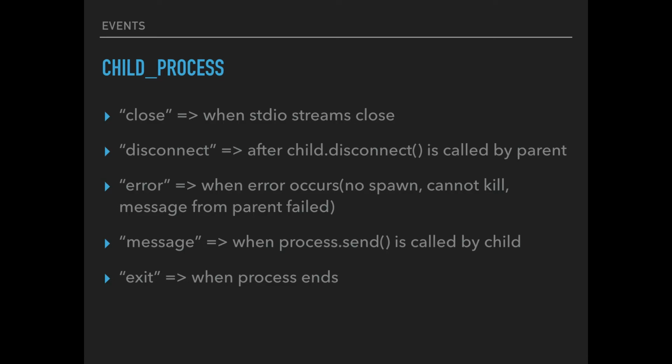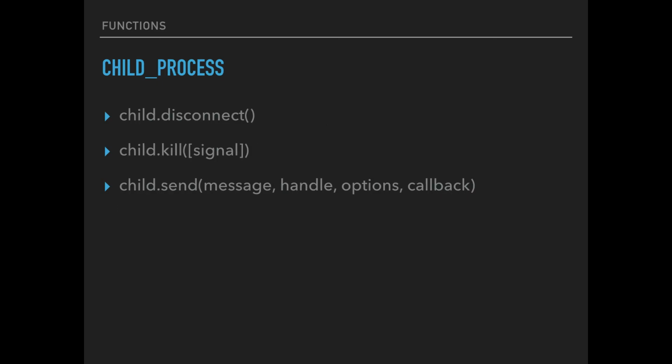These are the events that a child process can fire. So you can listen for these events on the child process. So it's also an event emitter, so keep that in mind. These events are close, disconnect, error, message, and exit. You can look at these explanations here, but we will look into them in more detail in future videos that we'll do on this.